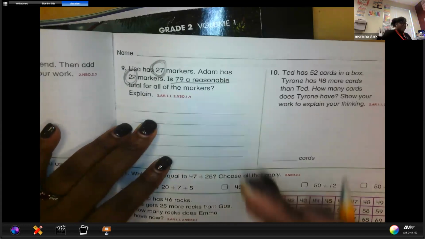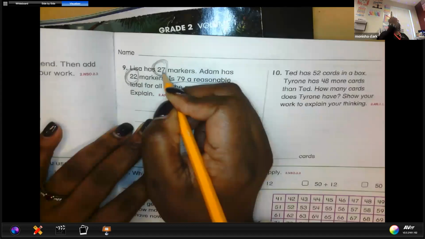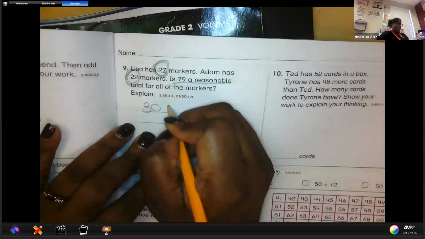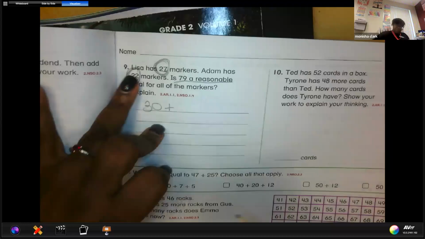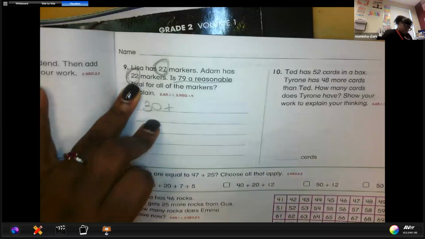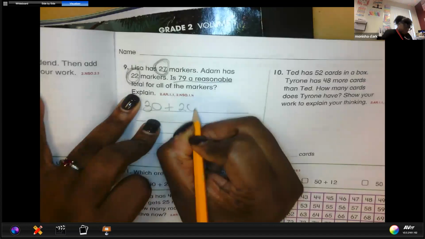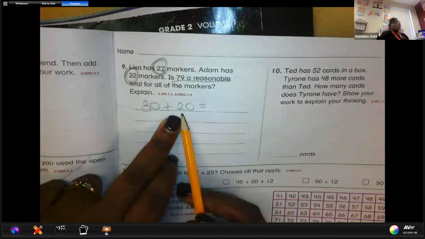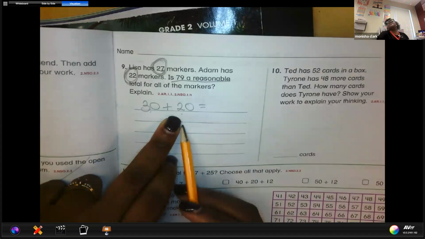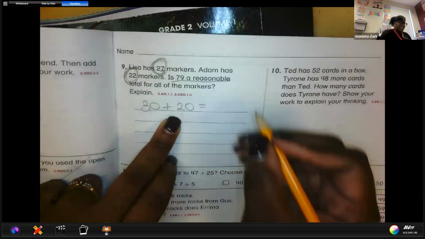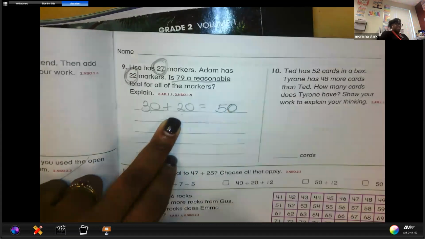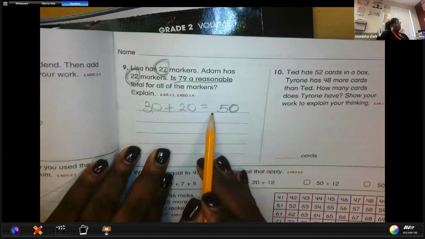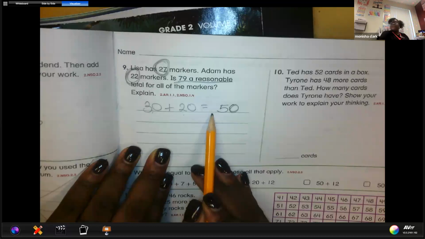So let's look at this. The 7 tells the 2 to go what? 30. Now the 2 tells this 2 to go. All right, so we have 3 plus 2 is what? 50. No, I just 5. And we know that we just put the zeros there and it's 50. So 79, is 79 close to 50? No, this is not a reasonable answer.